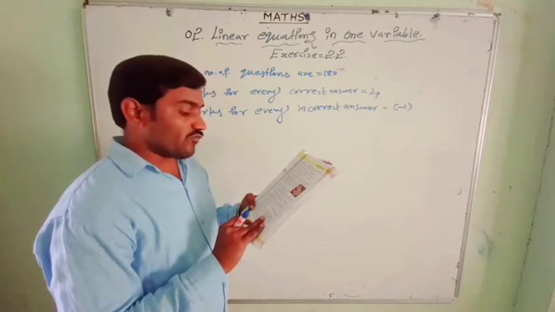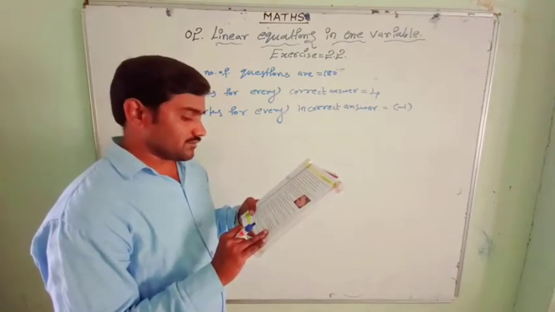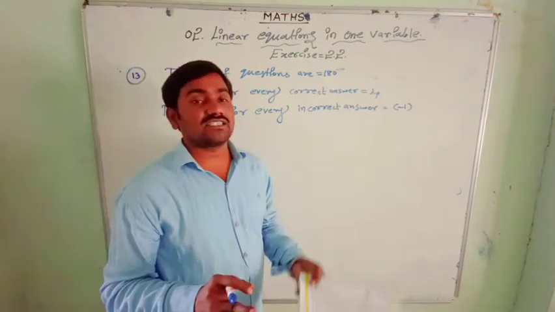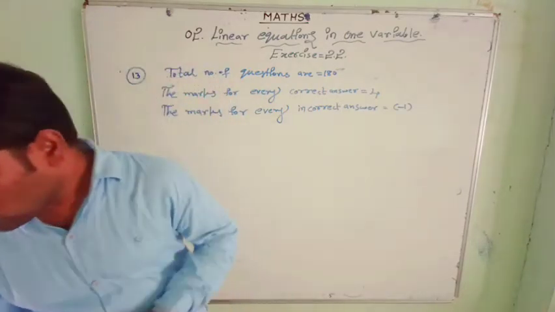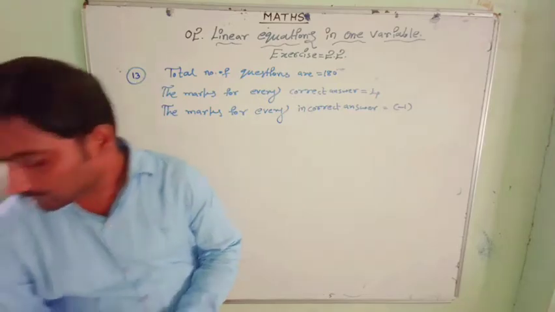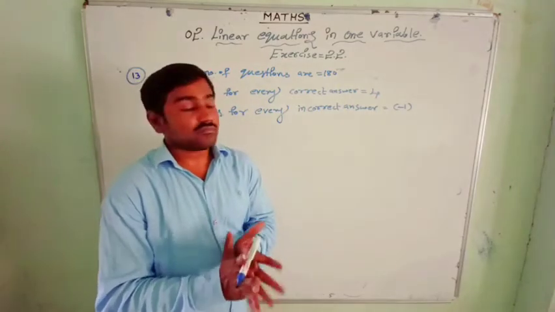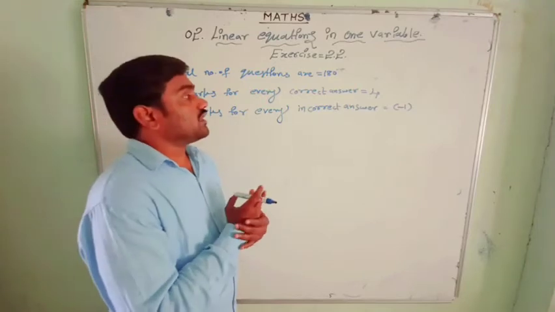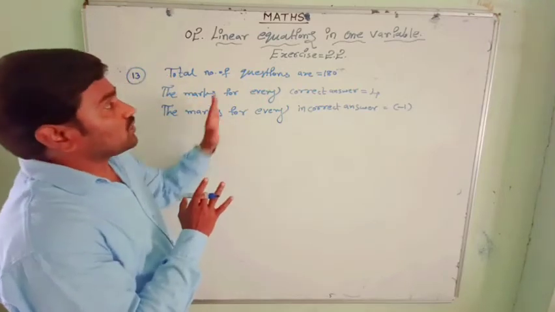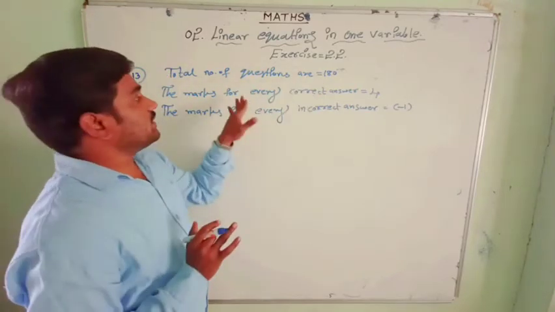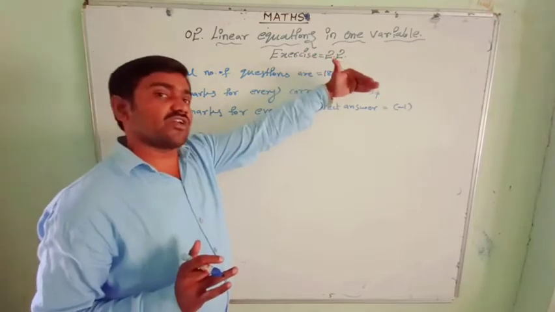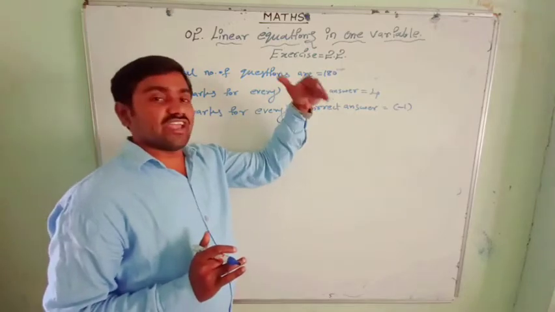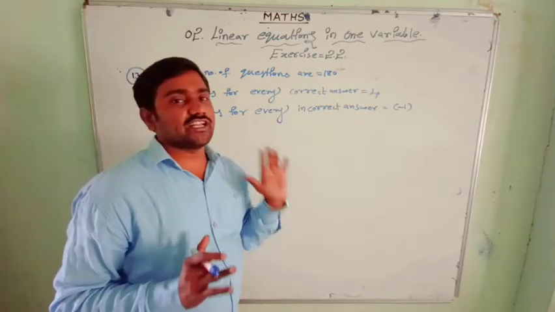If a candidate got 450 marks in the test, how many questions did they answer correctly? So the total number of questions is 180. From that, 4 marks are awarded for every correct answer and minus 1 mark will be deducted for every unattempted or wrongly written answer.